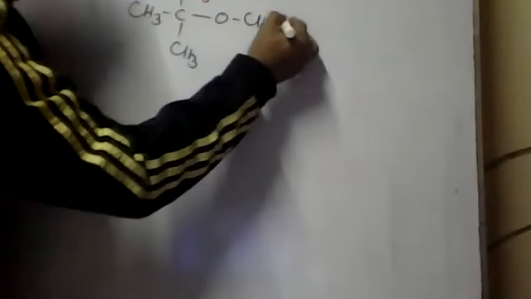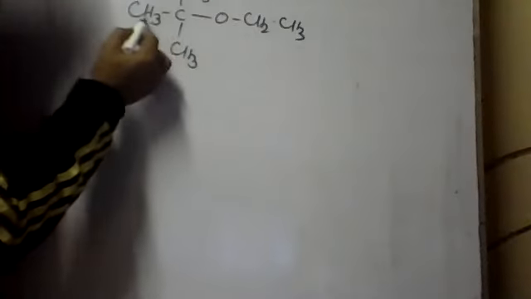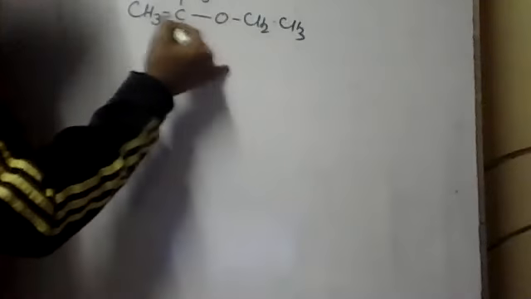To prepare tertiary butyl ethyl ether. This is the tertiary butyl group. This is the ethyl group. To prepare tertiary butyl ethyl ether, that means its IUPAC name is 2-ethoxy-2-methylpropane.